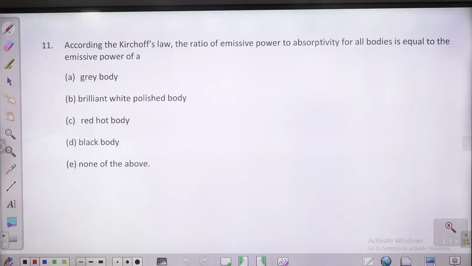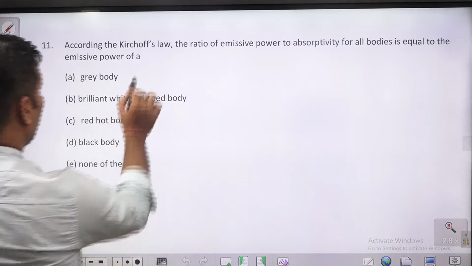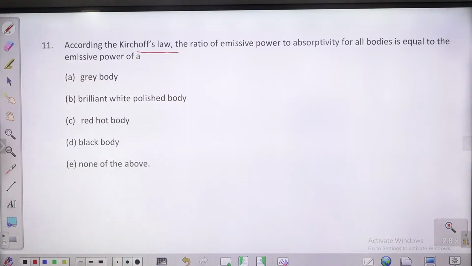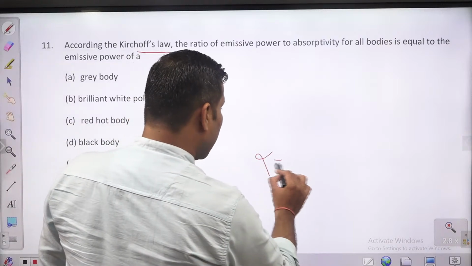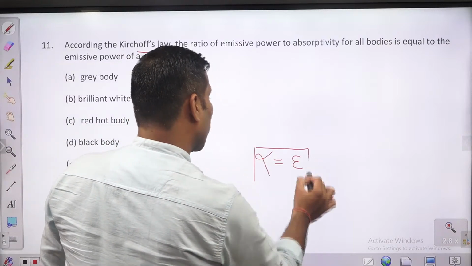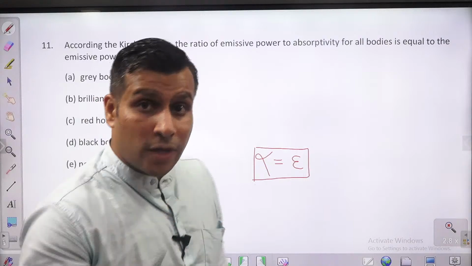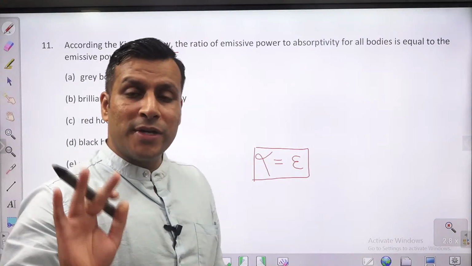So according to Kirchhoff's law, what is Kirchhoff's law? When a body is in thermal equilibrium, the emissivity is equal to what? Absorptivity. Absorptivity is equal to emissivity. This is Kirchhoff's law of thermal radiation. A good absorber is also a good emitter, when the body is in thermal equilibrium.